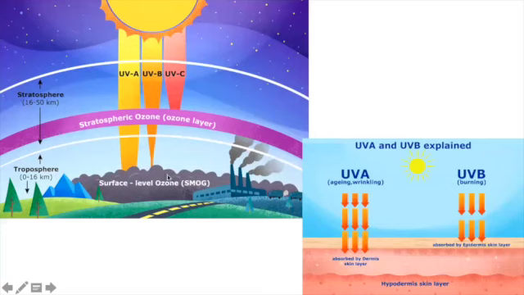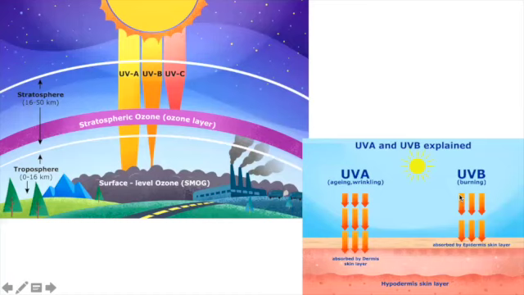But the ozone layer does not protect us from UVA and UVB. So on the right-hand side here, we can see that UVA is responsible for aging and wrinkling, because it gets absorbed by the dermis, which is the lower layers of our skin. And so that is why it's responsible for aging and wrinkling.